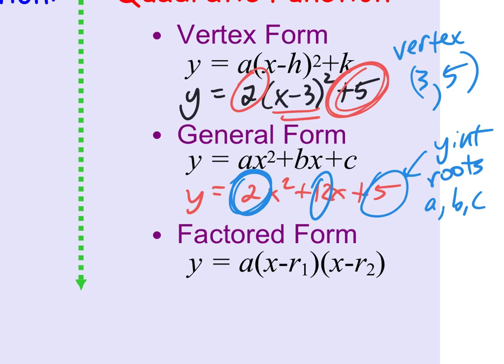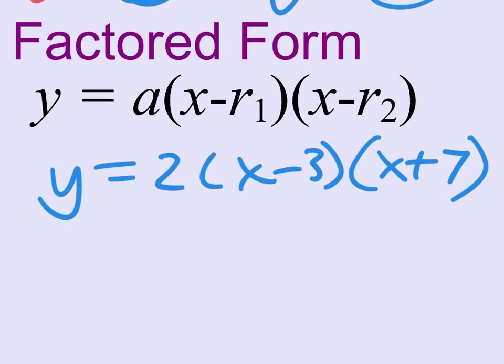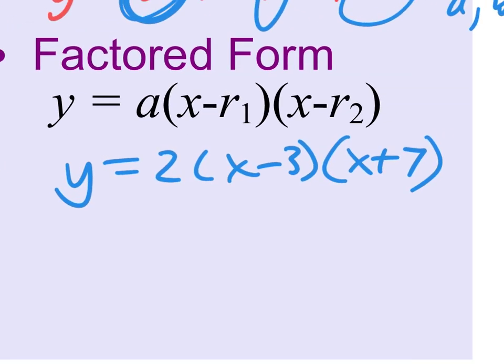And last is factored form. I'll give you an example. Y equals 2, parentheses, x minus 3, parentheses, x plus 7. And you know that I love factoring. In fact, it's my favorite thing. If you can factor it, you should. So why do you factor it? Well, let me show you how factored form is so handy. What if I want the x-intercepts? I set y equal to 0, and then I know them right away. Boom, boom. I know the x-intercepts.